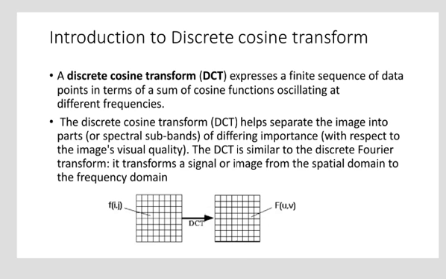The next topic is the introduction to the discrete cosine transform. A discrete cosine transform expresses a finite sequence of data points in terms of a sum of cosine functions oscillating at different frequencies. The discrete cosine transform, that is DCT, helps separate the image into parts or spectral subbands of differing importance. The DCT is similar to the discrete Fourier transform, but it transforms a signal or image from the spatial domain to the frequency domain.